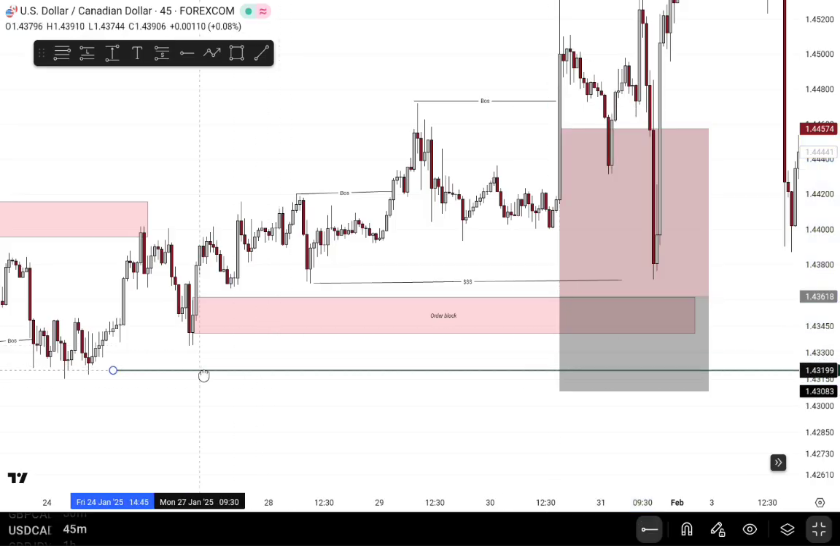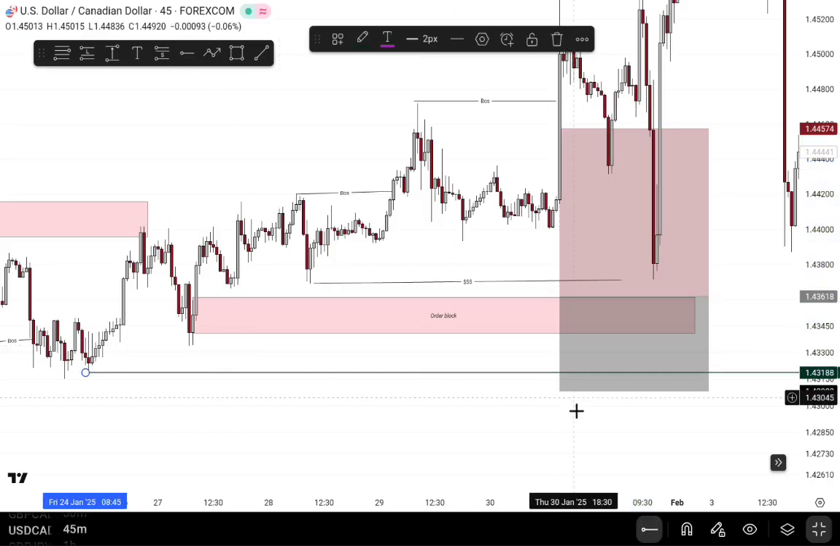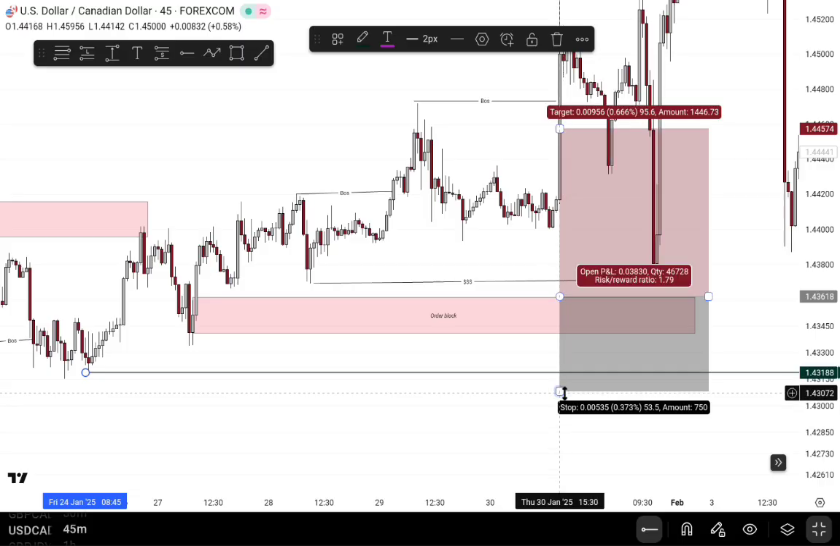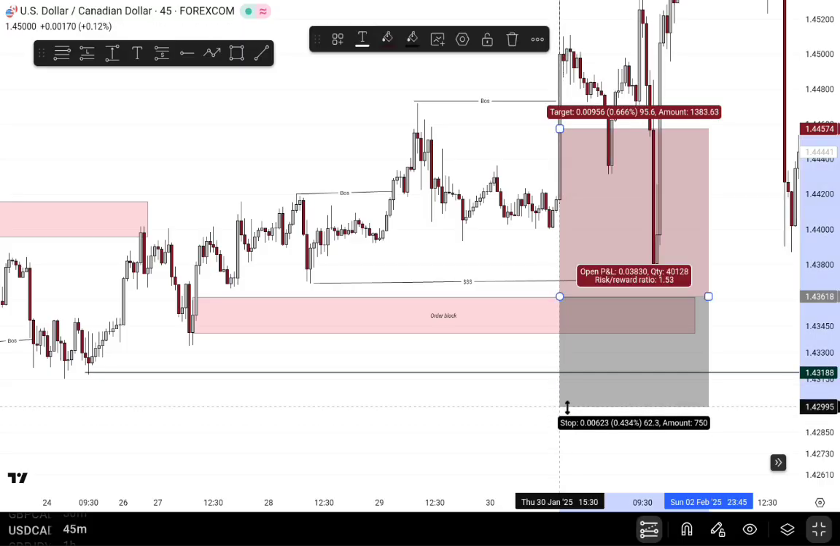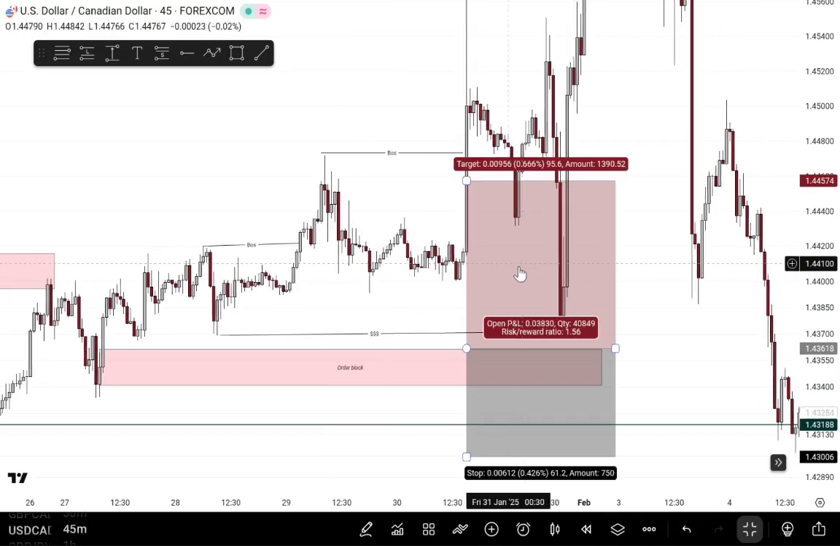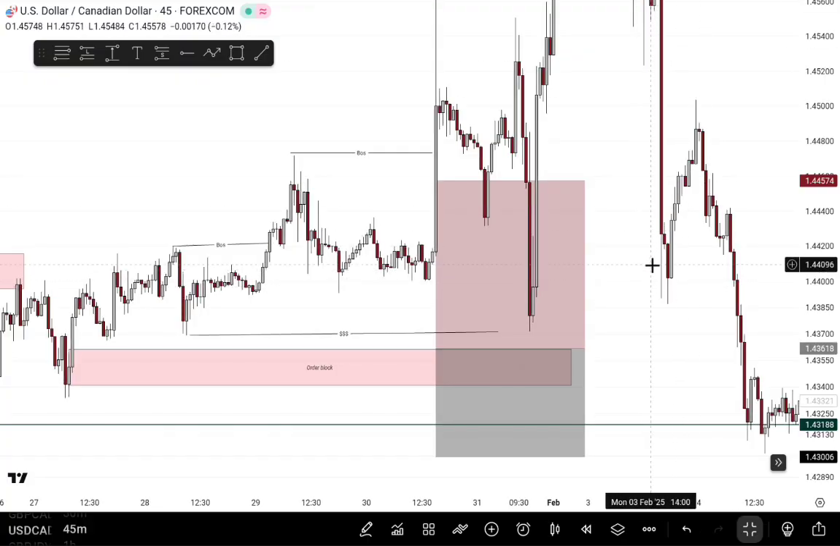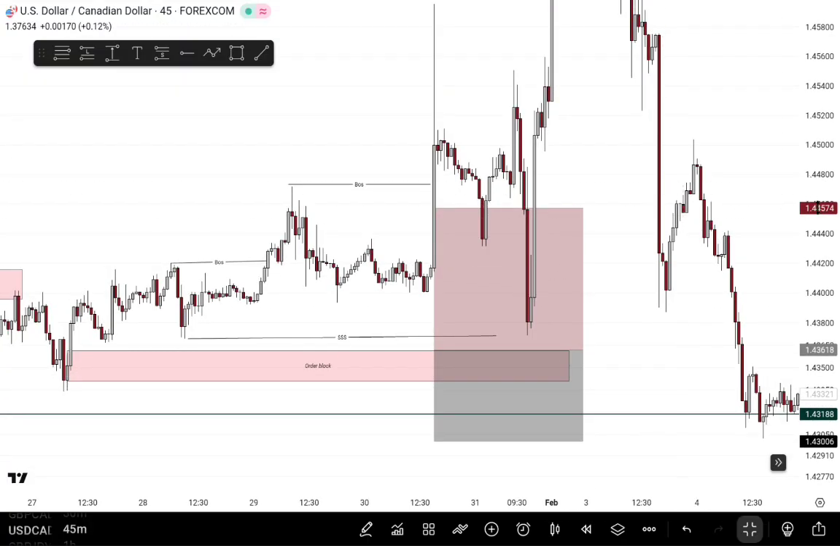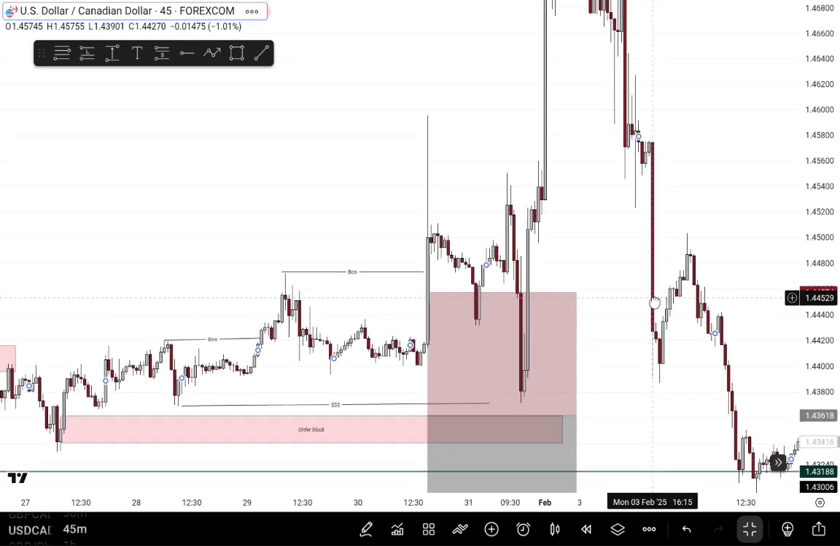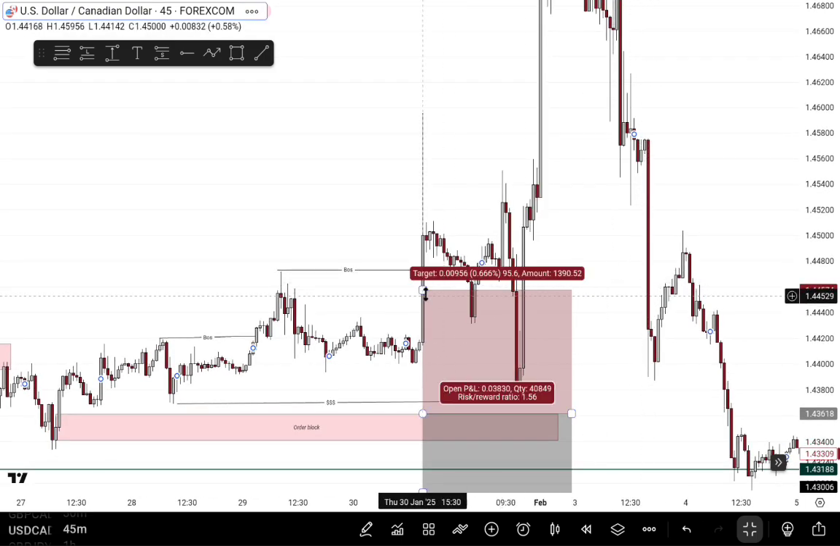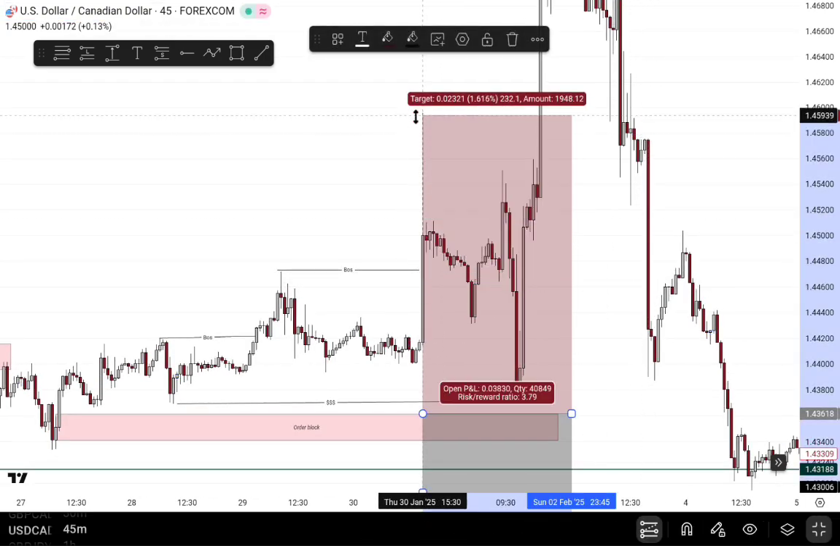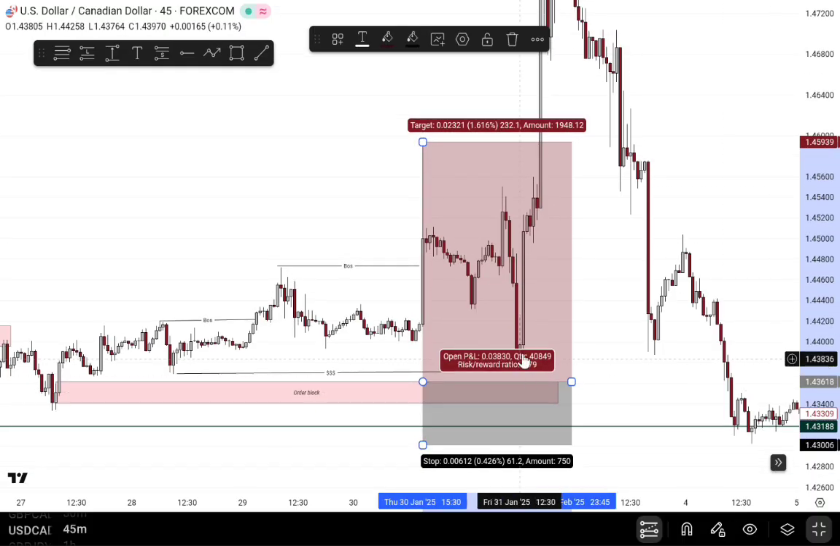I don't love using tight stop losses, right? I always like reducing my loss sizes and checking my risk management. If my risk management is not compatible, I'm just going to leave the trade. I'm going to target this weak rejection. All right, so this is a 3:1 ratio.